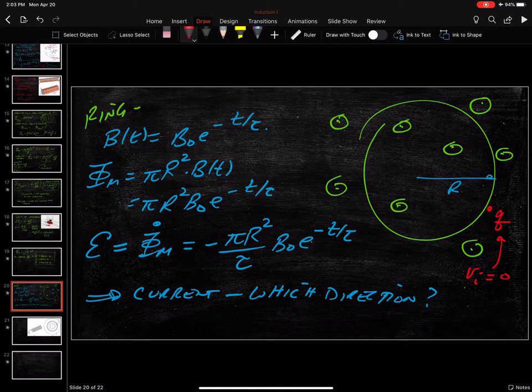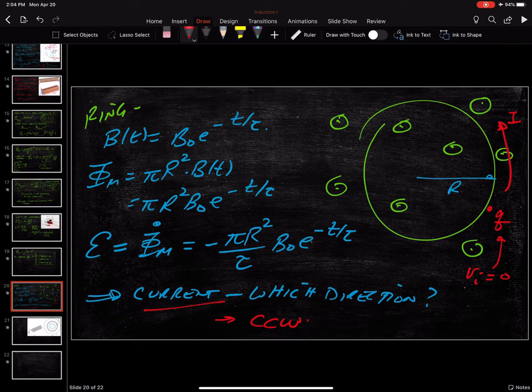Okay? And so then it becomes an experimental question. Do we see any current? The answer is yes, we do. And what is the direction of that? The direction will be this direction. How do I know that? Well, I'll tell you in a minute. Okay? So yes, there is a current. In this case, it's in the counterclockwise direction. How do I get that? Again, I'll tell you.